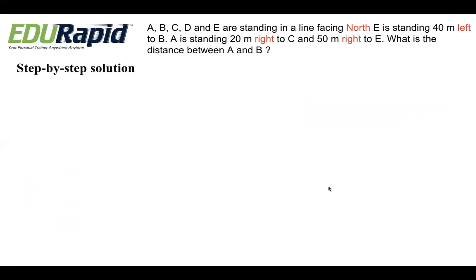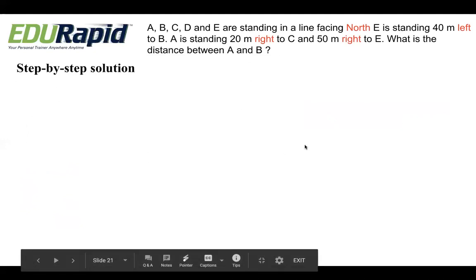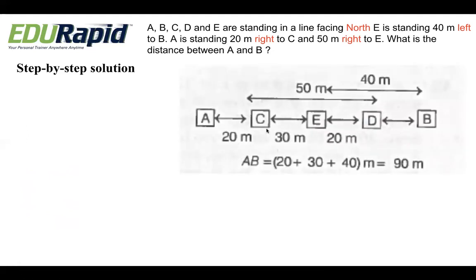So here A, B, C, D, and E are standing in a line, right? Everybody is standing in line. This is written down as per the problem. A, B, C, D, and E are standing in a line facing north. They are all facing north. E is standing 40 meters left to B. So left to B means B is the point, 40 meters left here. That's why the distance is 40 meters between E and B.